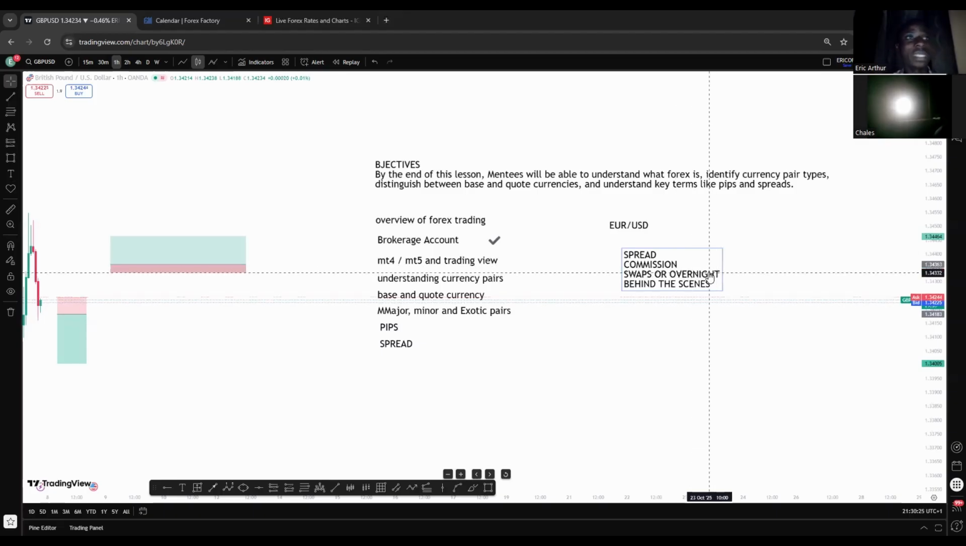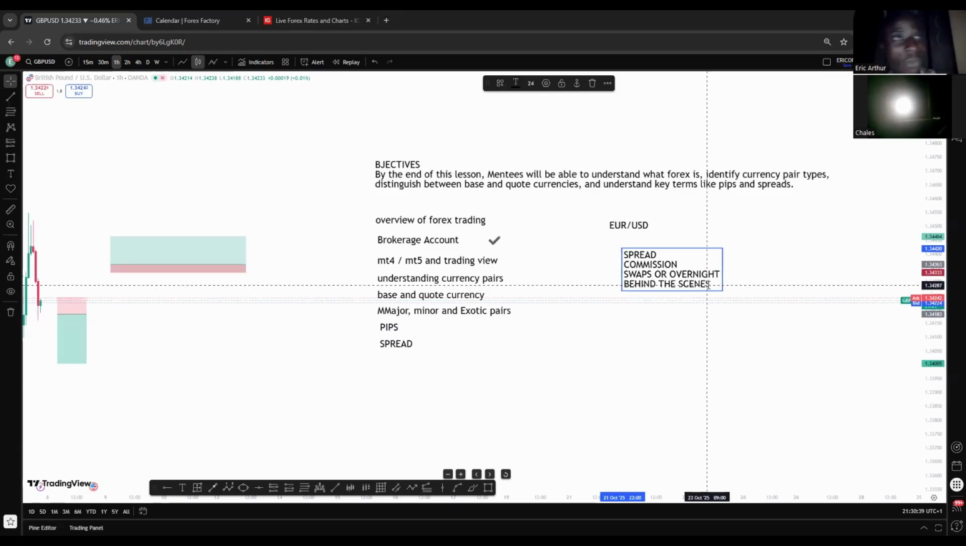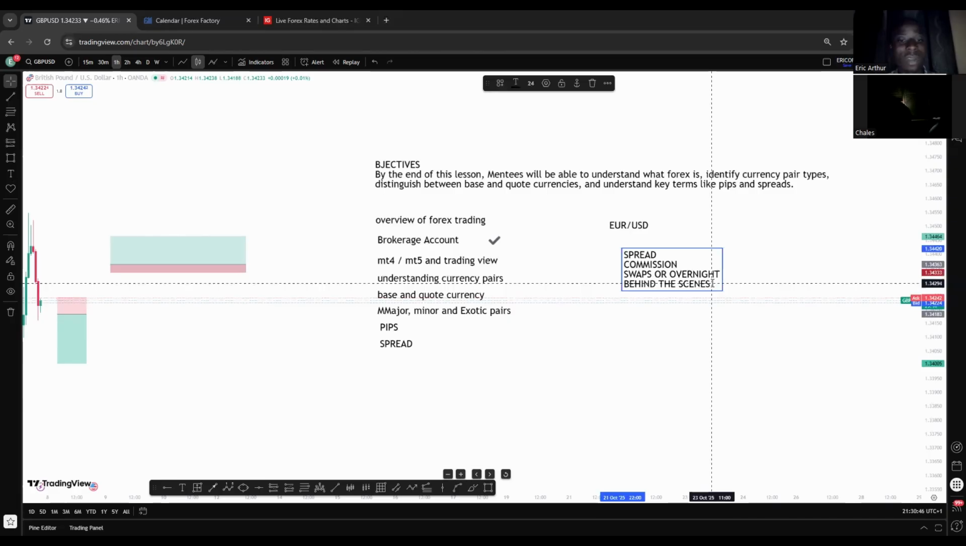Another reason is that they are holding your trade and taking care of it for that evening, so they will charge you for the job they are doing. And then we have the behind the scene. This one is very, very important. The behind the scene is a direct fee; it can also determine how a broker profits from their clients' activities.